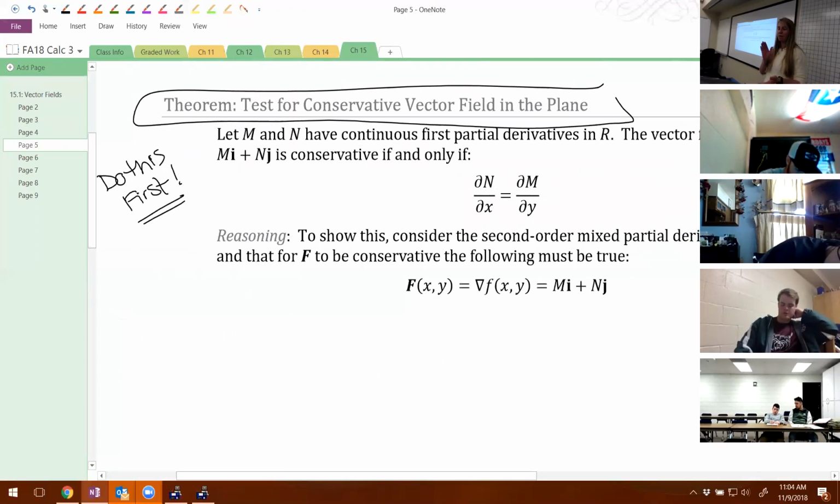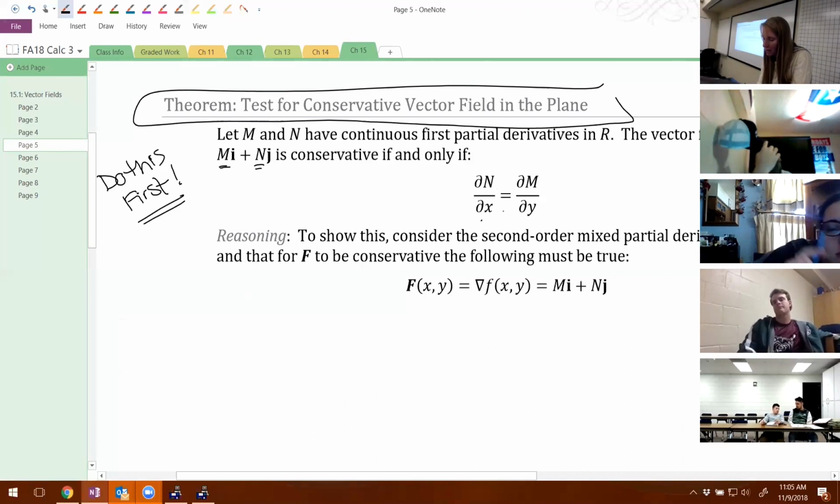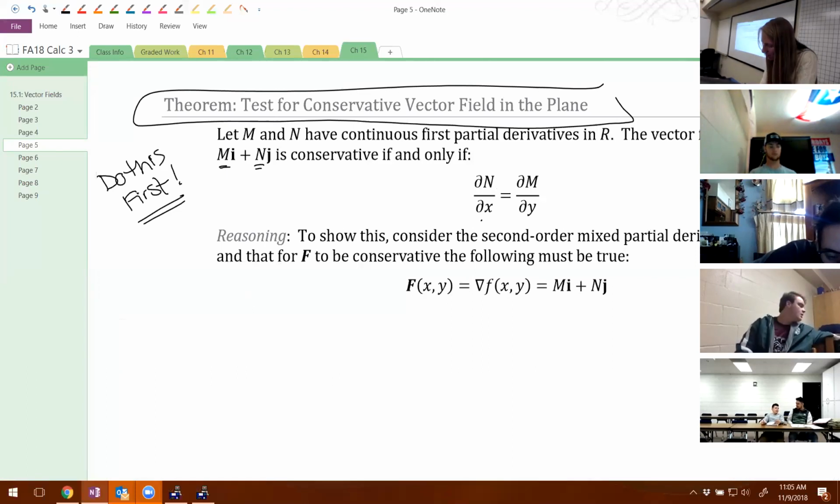So if M and N are two of our components, and they both have continuous first partial derivatives, then the vector field built from these is conservative only if the partial of N with respect to x equals the partial of M with respect to y. It's a very simple way to test this, and the reasoning is also very simple, so we'll look at that. Not really a proof, but the right idea.